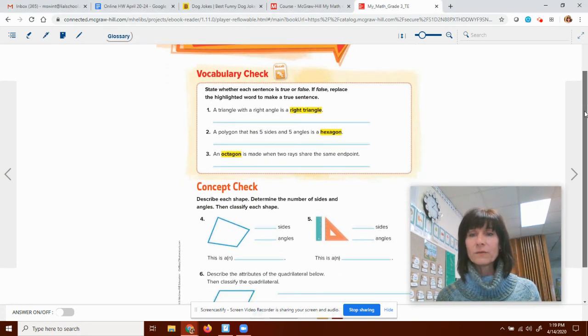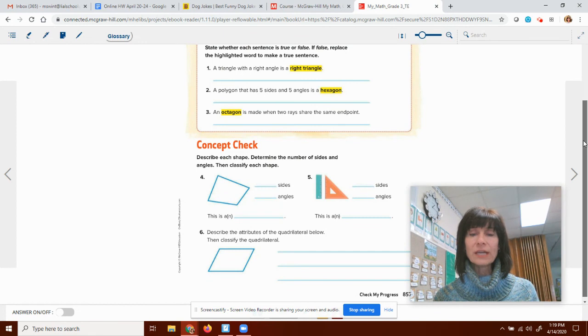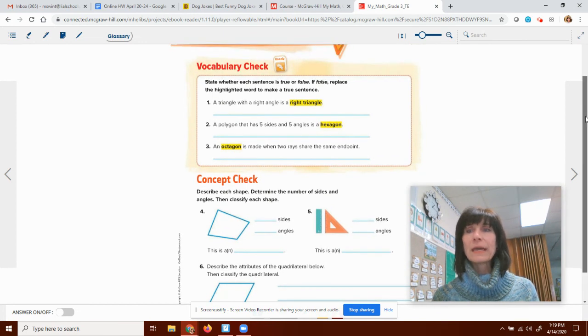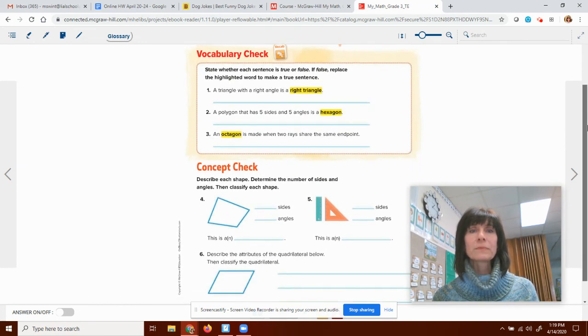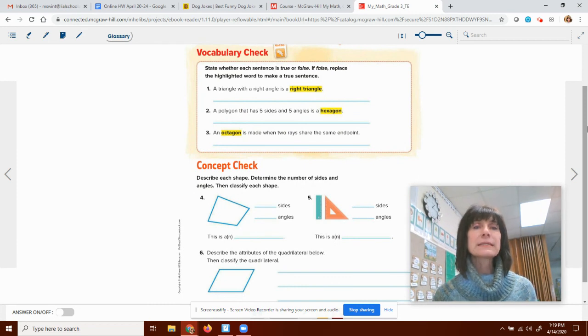So right now, if you could go ahead and go to page 857, and we'll start with the vocab check. The first part says state whether each sentence is true or false, and then replace the highlighted word to make it a true statement. So there's two parts to this, so we make sure we do both parts.